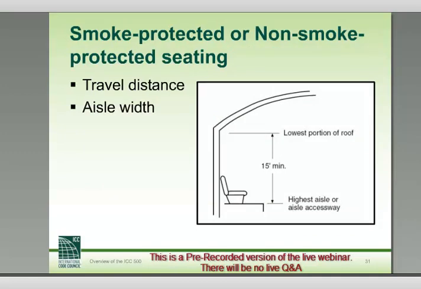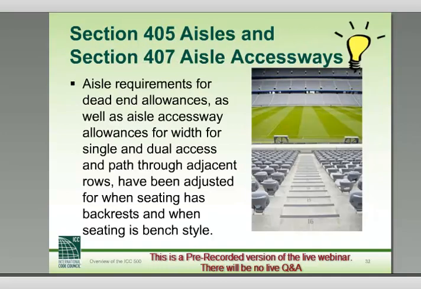You can choose the width of or design the width of your aisles based on the combination of the travel distance and the aisle width on capacity. And the aisle width capacity is if you have smoke protected or non-protected seating. So again, very similar to what you find for means of egress requirements. It's just if you're protected from smoke, you get a little bit of a break on how wide those aisles have to be.